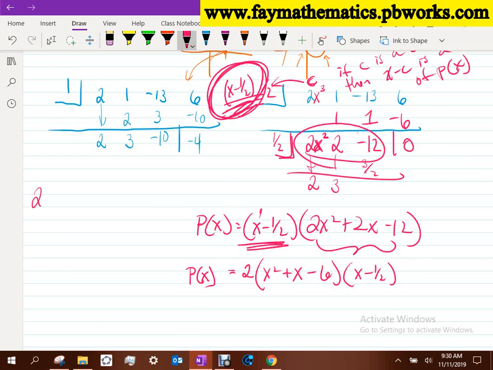Why would I have 2x squared plus 2x minus 12, and I ask you to factor that? Why do I keep the 2 and write it as x squared plus x minus 6? And how come when I make it an equation, then I just write x squared plus x minus 6 equals 0? I don't care about the 2.